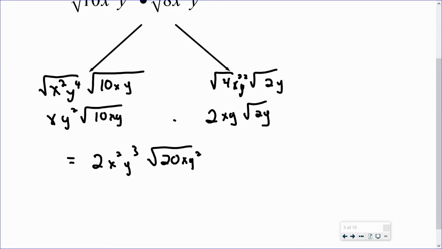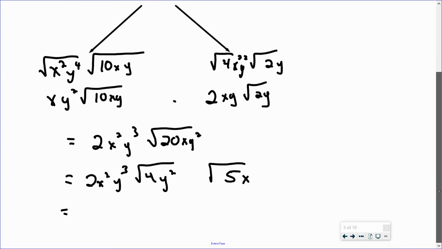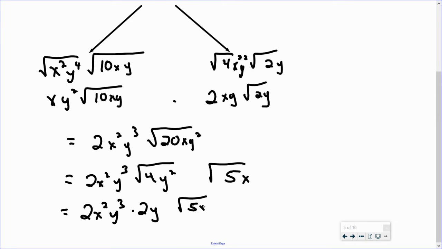Now, this is going to start showing you why I don't prefer this way. So 2x squared y to the 3rd. I can break 20 down as 4 times 5. The x stays here. The y squared goes here. So I got 2x squared y to the 3rd times 2y times 5x. And that's equal to 4x to the 2nd, y to the 4th times square root of 5x.